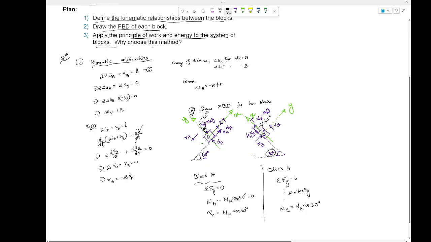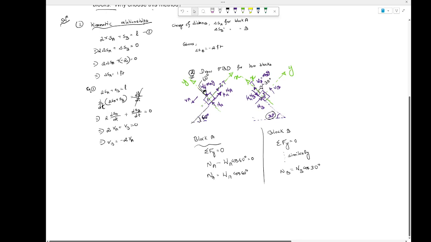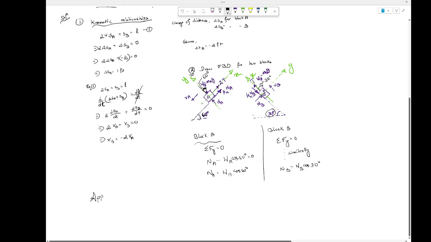So apply the principle of work and energy to the system. In other words, that equation, remember T1 plus U1 to 2 equal to T2, that equation I'm referring to. So apply the principle of work and energy to the system. And here's the important thing. Doing it to the system means both block A and block B together this time, okay? So that's why this problem is becoming very interesting.